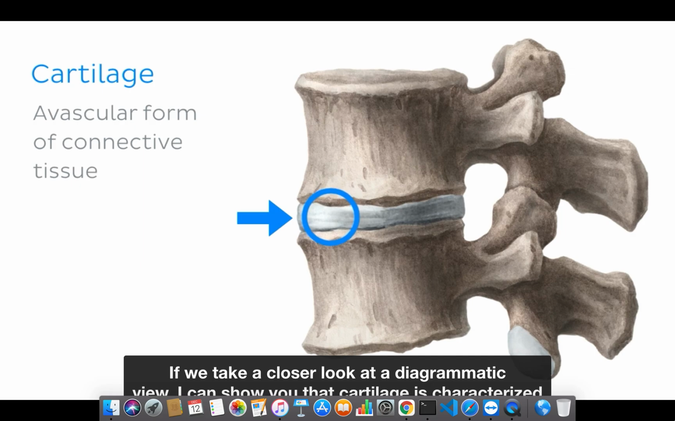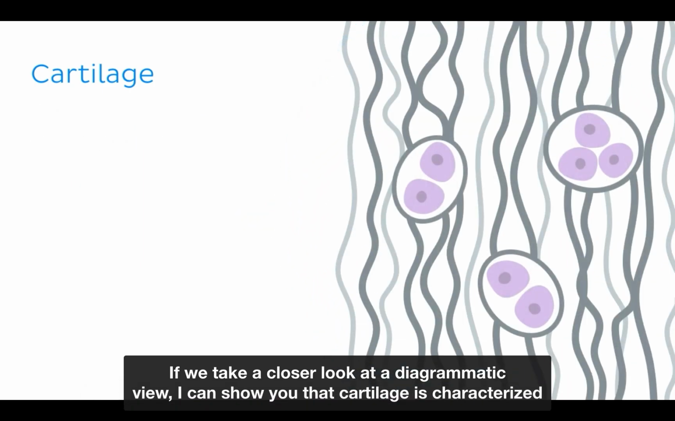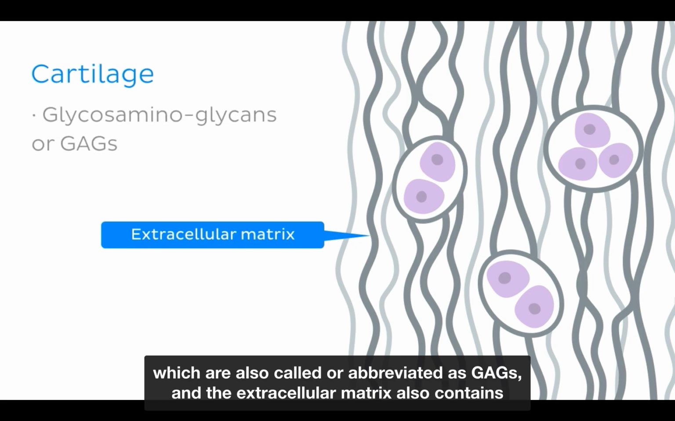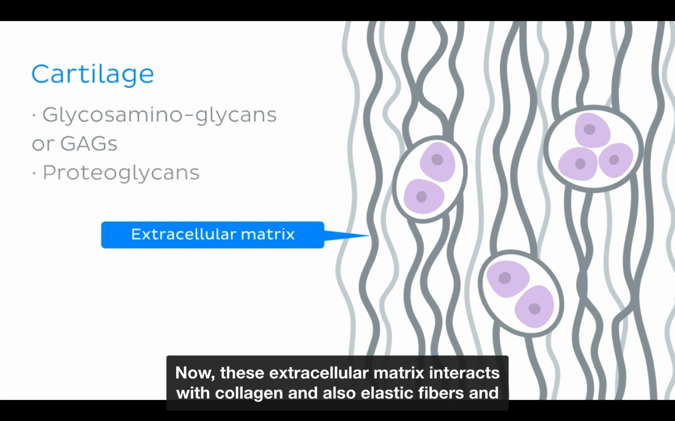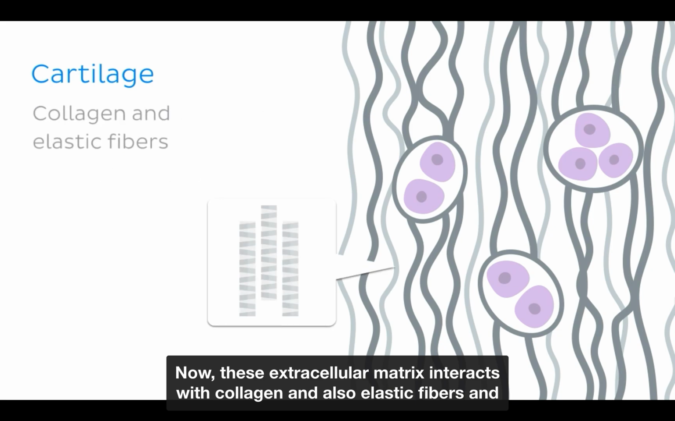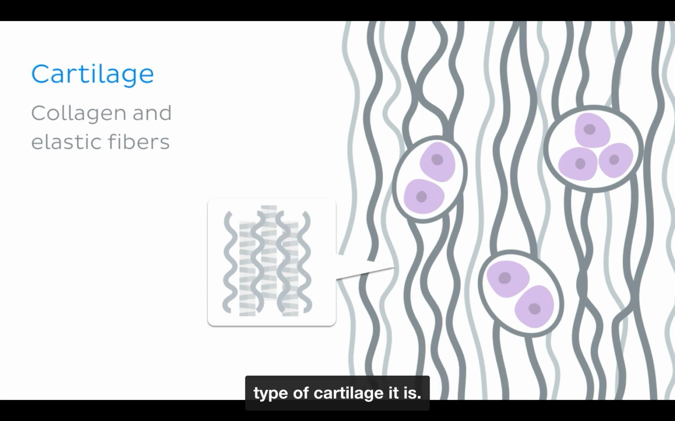If we take a closer look at a diagrammatic view, I can show you that cartilage is characterized by its extracellular matrix, which usually contains high amounts of glycosaminoglycans, also abbreviated as GAGs. The extracellular matrix also contains proteoglycans. This extracellular matrix interacts with collagen and also elastic fibers, and the variations in the composition of the cells and matrix of cartilage are what define what type of cartilage it is.